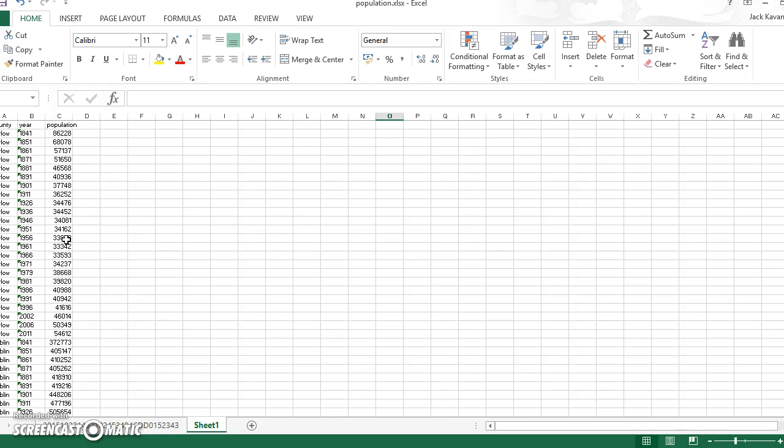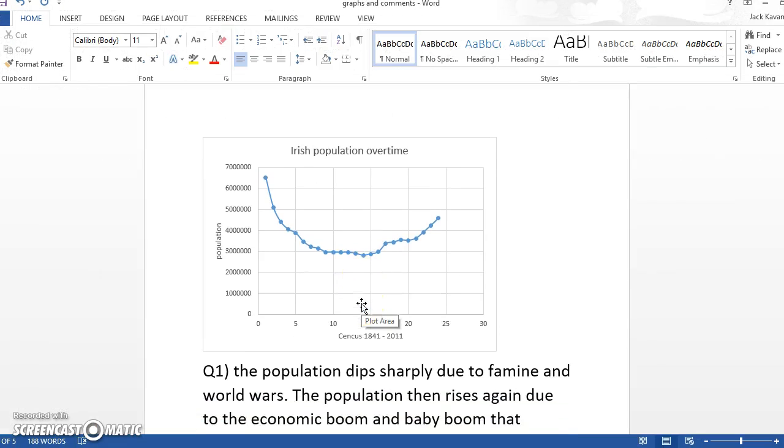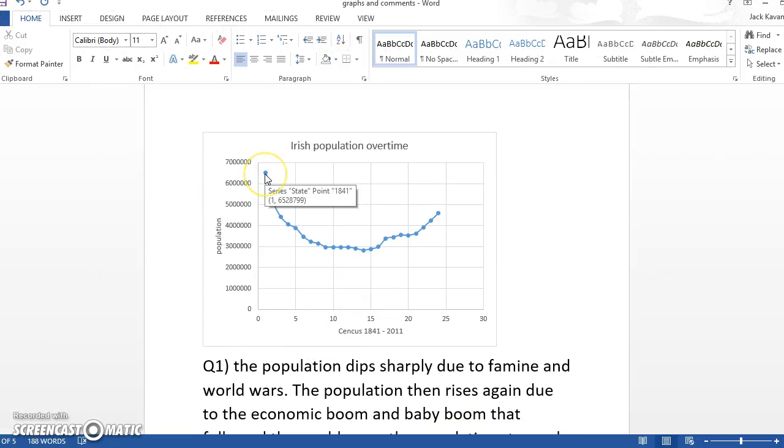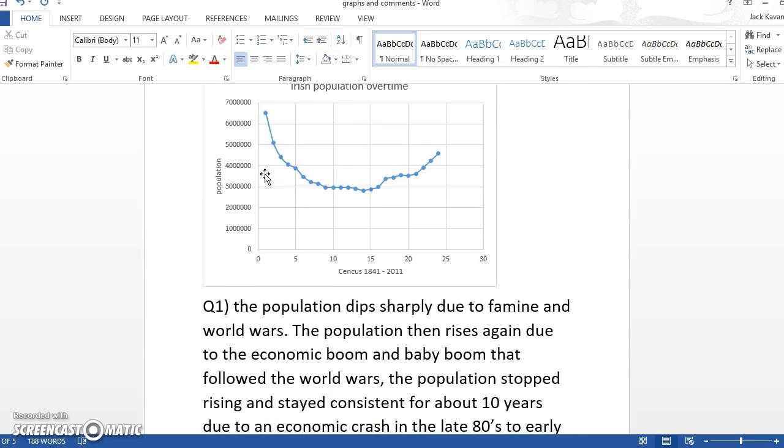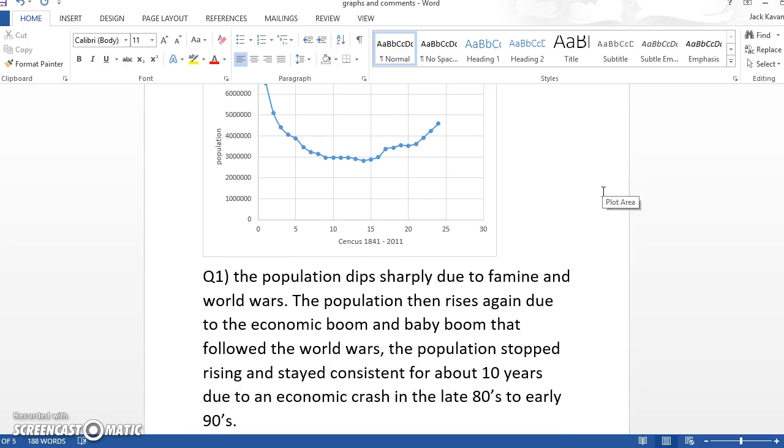For question one, the graph of the total population of Ireland for each census year, I have right here. It starts at between 6 and 7 million, drops down due to famine, World War I and World War II, and immigration, rises slightly due to the baby boom after the wars, levels off again because of recession, and then is on the rise now due to Ireland coming out of its recession.